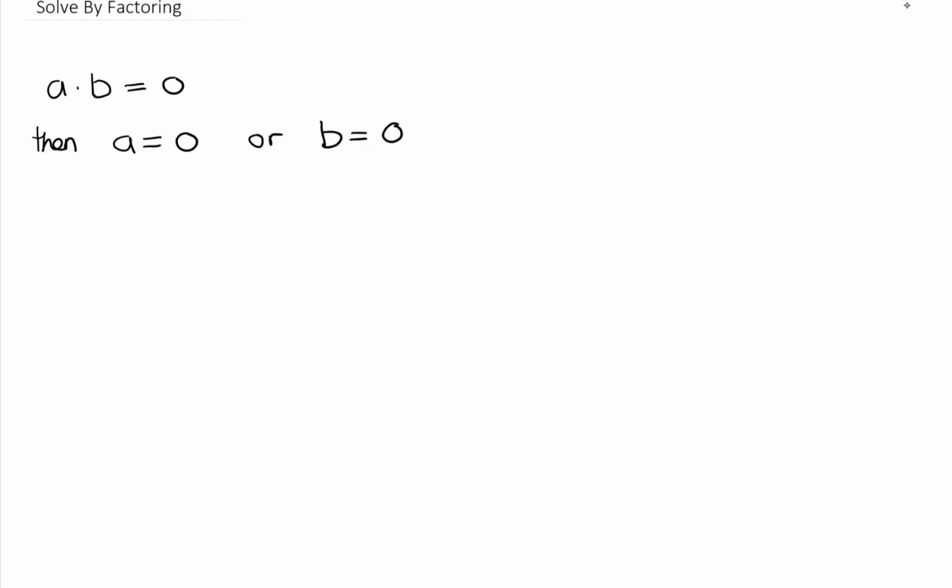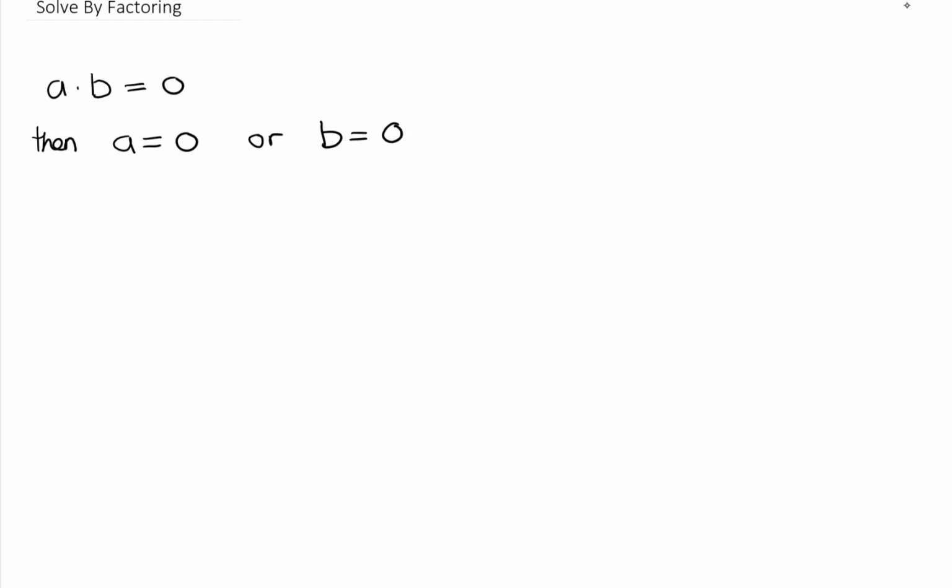But let's start with a very simple, important property. If we know two factors multiplied together, so in this case, a times b is equal to 0, that means that either a has to equal 0 or b has to equal 0. Now think about that for a second. The reason that's true is that there's no two integers or two rational numbers or irrational numbers that can multiply together to be 0 if one of them is not 0.